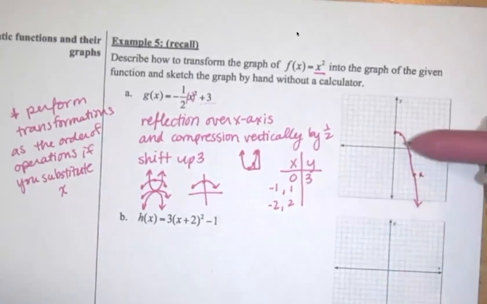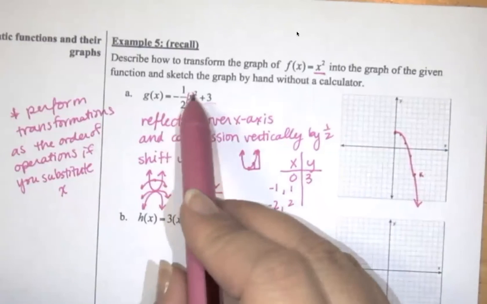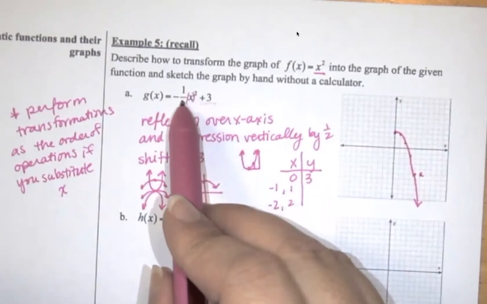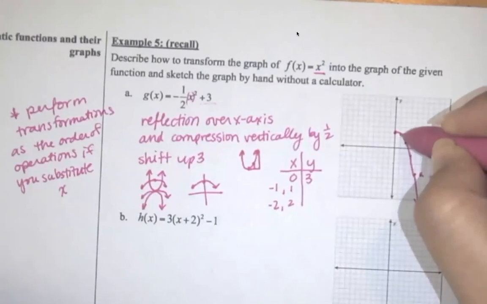If that doesn't make sense, just go ahead with the XY chart, not with your calculator. Do it by hand. So if I substitute 1 squared times -1/2 is -1/2, plus 3 is 2.5. Notice I went over 1, up 2.5.